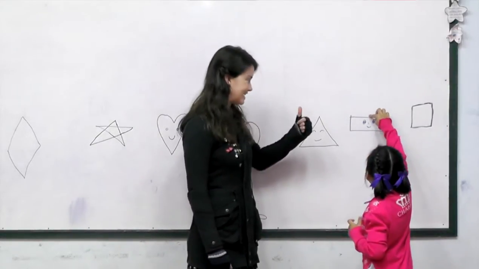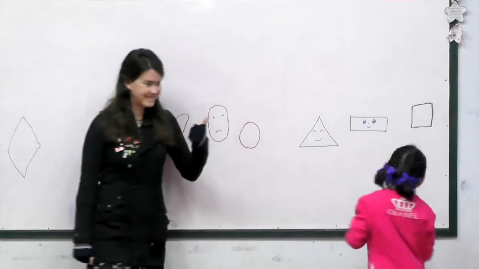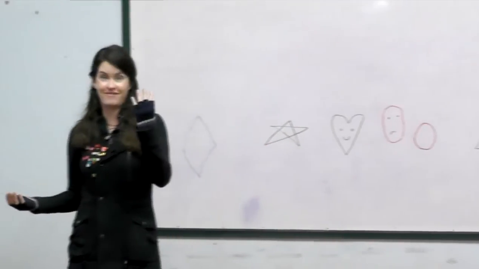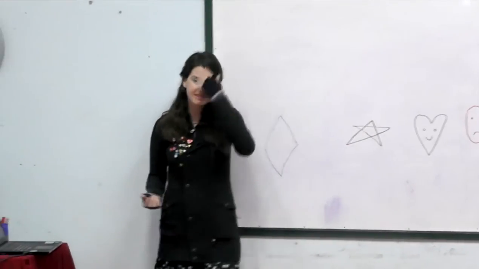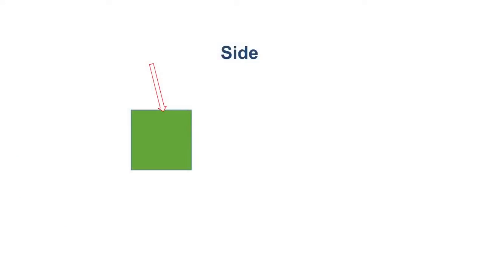The top. Good. Is there one more side? Yes. Very nice. Great work. How many sides does that rectangle have? 4 sides. Very nice. So our sides are right here on the edge. They go around that shape.